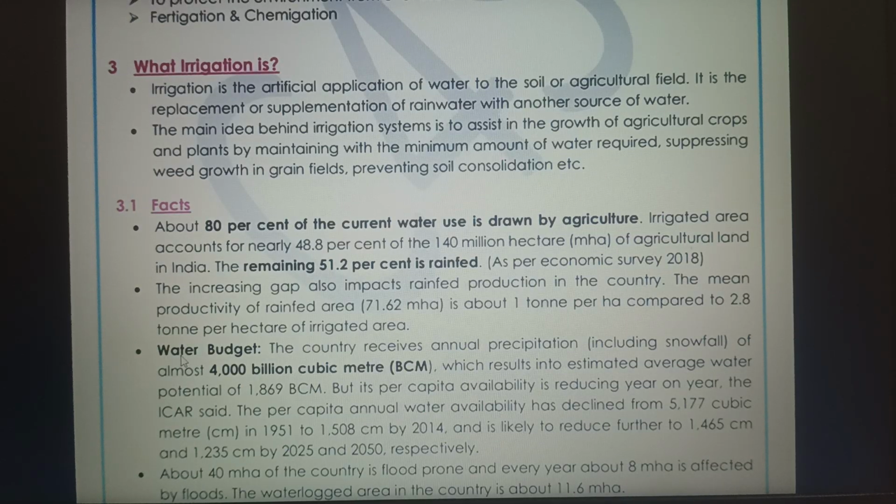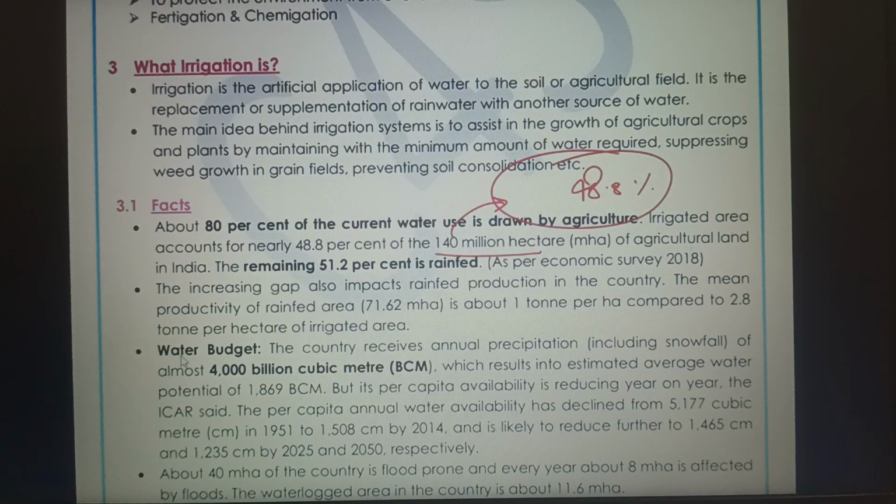Economic Survey 2018 says that irrigated area constitutes 48.8% of 140 million hectare of agricultural land. This is again an important question. They have asked many times what the agricultural land available with India is. It is 140 million hectare, and out of this the irrigated area is 48.8%. Now this has increased a little bit, we will see later on.